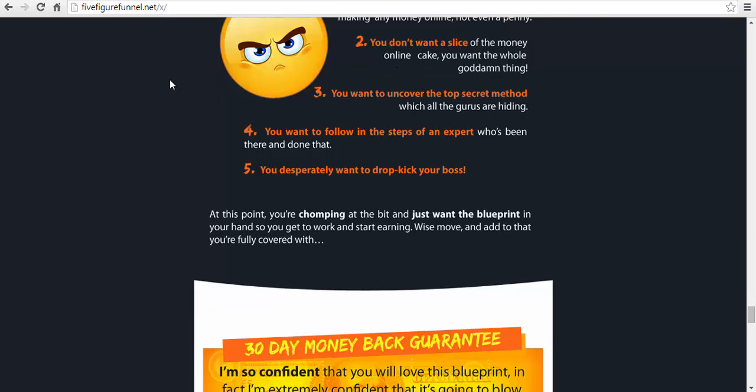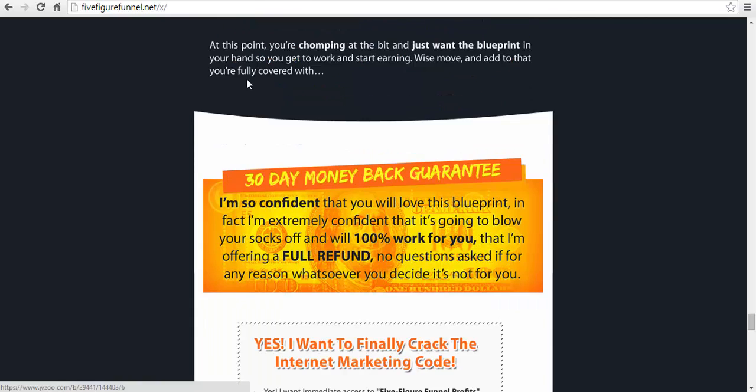So then I've put a little bit of a sentence down below. At this point, you're chomping at the bit and just want the blueprint in your hand so you get to work and start earning. Wise move, and add to that, you're fully covered with. So remember before, under promise, I mentioned the money back guarantee, right? That's part of the promise. So you're fully covered with 30-day money back guarantee. This is absolutely essential. I mean, the amount of days is totally up to you. I see most commonly used are 30-day, 60-day and 90-day.